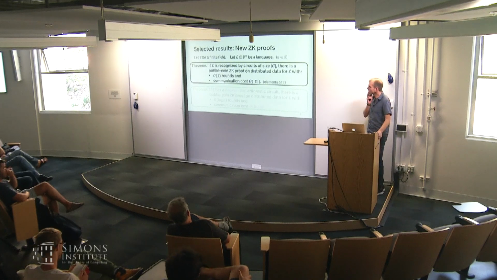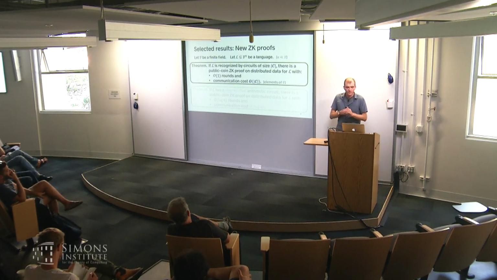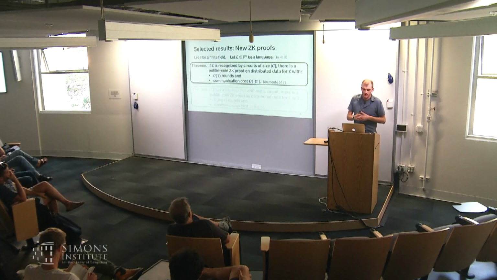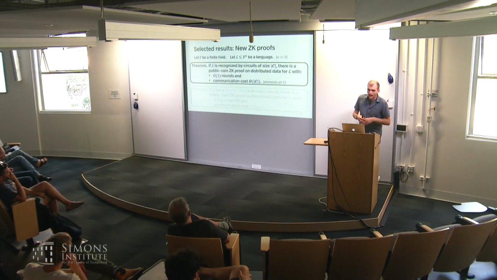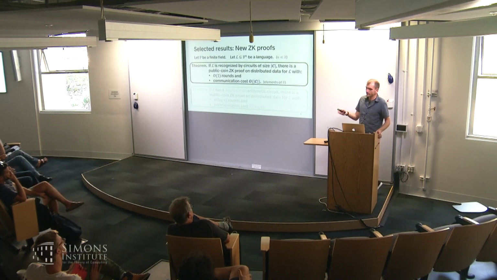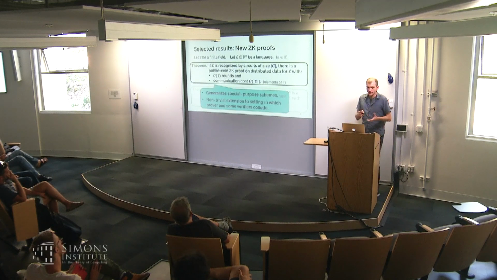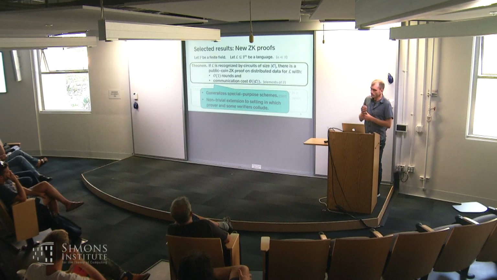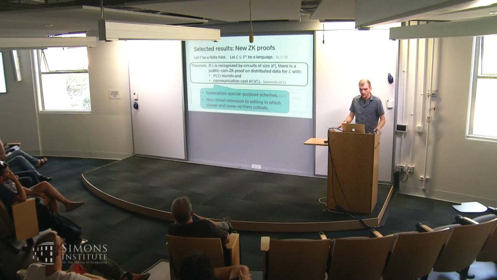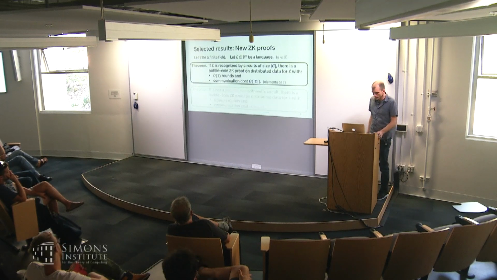So what I'm going to show is that if you have a language L that's recognized by circuits of size C, then there's a public coin zero-knowledge proof on distributed data for this language that has a constant number of rounds and communication cost that grows linearly with the size of the circuit. This generalizes some special purpose schemes that were constructed implicitly in the literature, and we give some non-trivial extension to the setting that Nick asked about, where the prover and some of the verifiers collude.